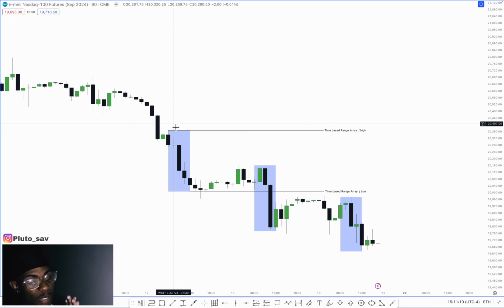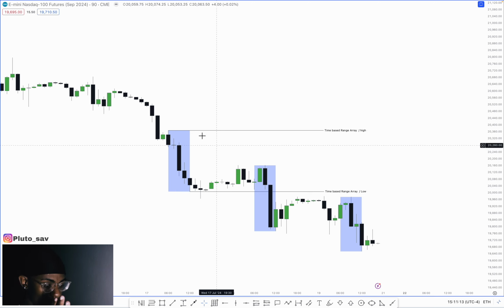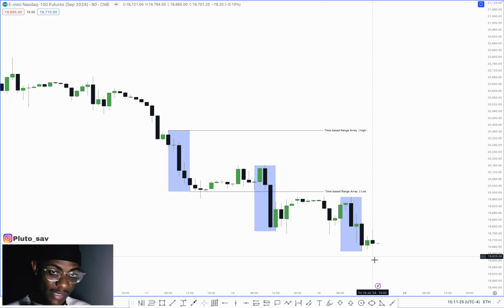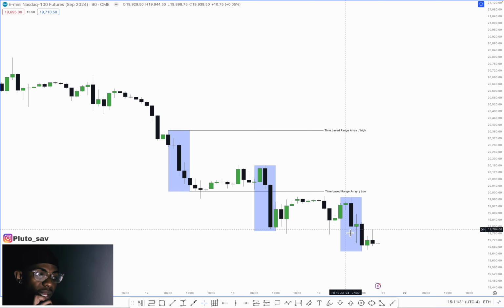So, what does price do with these ranges? Simply goes below them, draws back into the range, exits, distributes, draws to them, goes back into the range, then distributes. That's how you refine it. But now, how do you know where price is going to react within the ranges? It's going to be the imbalances within the time-based range array.